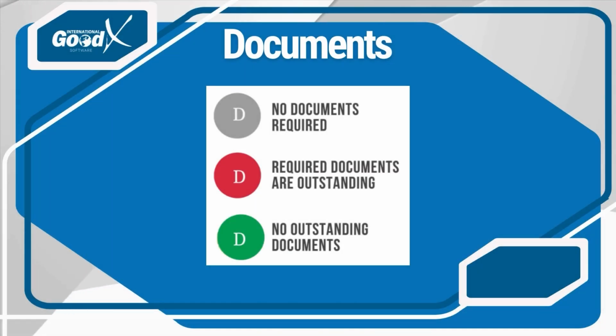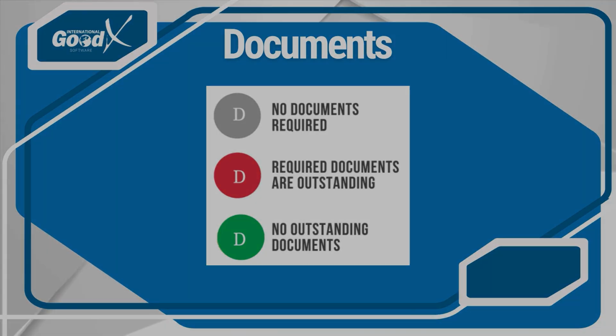The D icon is for documents. Gray means no documents are required. For instance, the practice hasn't requested any pre-visit forms for this patient. Red means required documents are still missing. An example would be an ID copy or referral letter that hasn't been uploaded yet. Green means all required documents have been uploaded. For example, the patient submitted their signed consent form before the appointment.